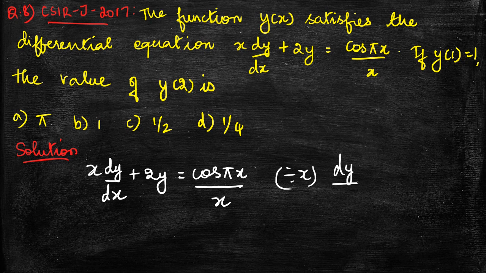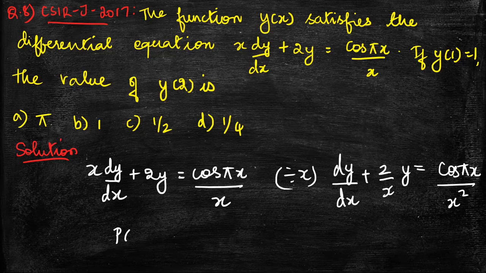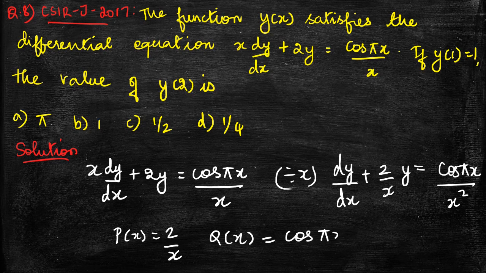So the equation will become, so p of x is equal to 2 by x. Okay. So now again the same thing, integrating factor will be equal to e power integral p dx.